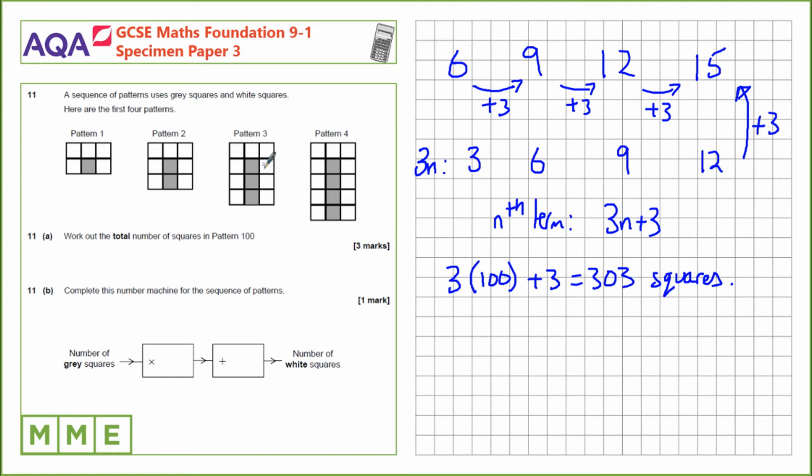There's 3, and then there's 6 white squares. 4 grey squares, and there's 8 white squares. So the first thing we're doing is doubling the number of grey squares. Then we have these 3 squares at the top that are always white, so we need to add on 3 white squares.